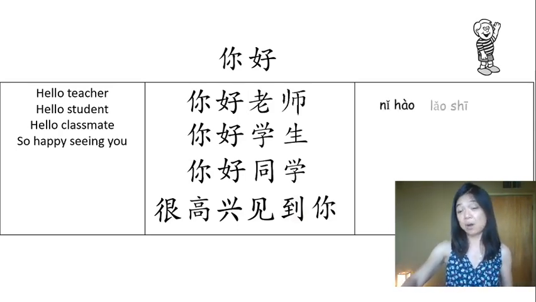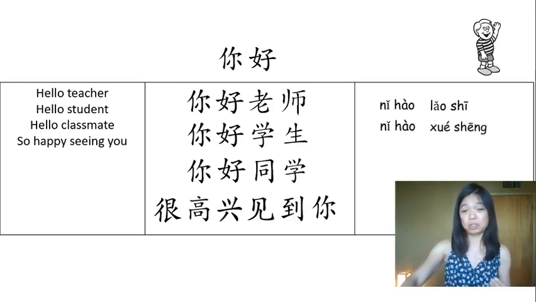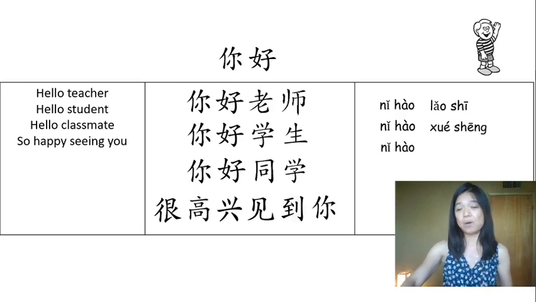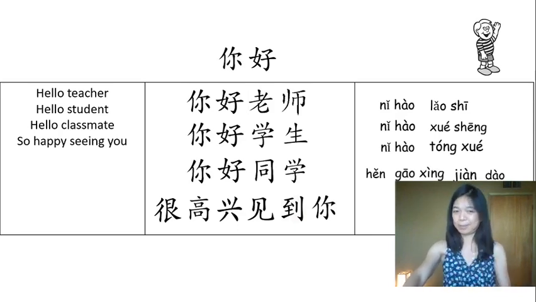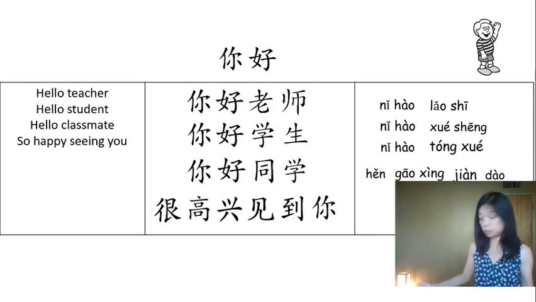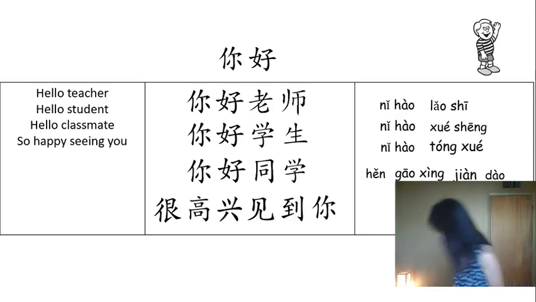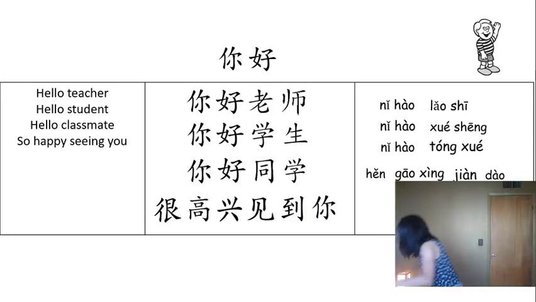Ni hao, lao shi. Ni hao, xue shen. Ni hao, tong xue. Hen gao xing jian dao ni. You could sing it too, as we always do. Hi.